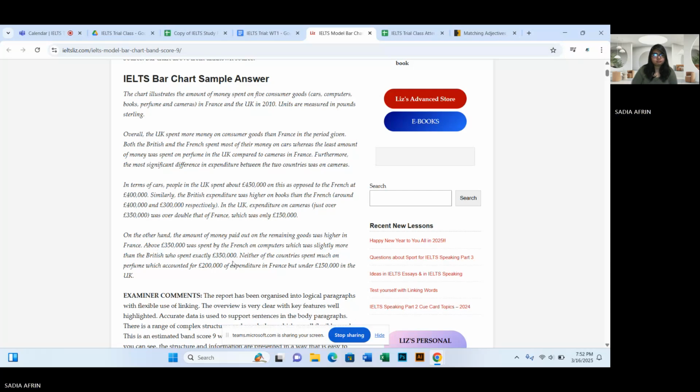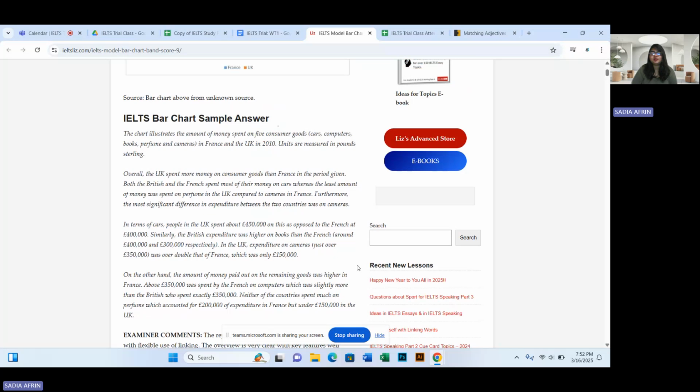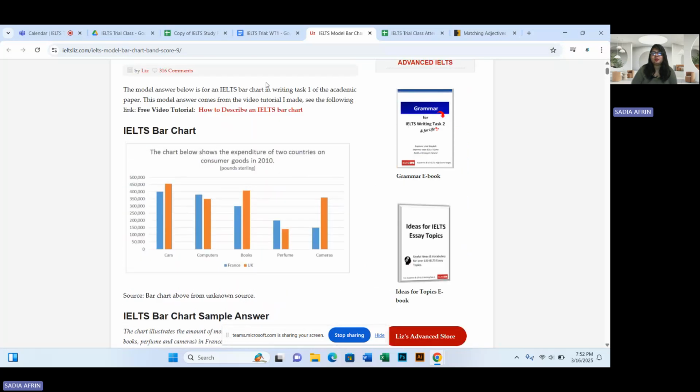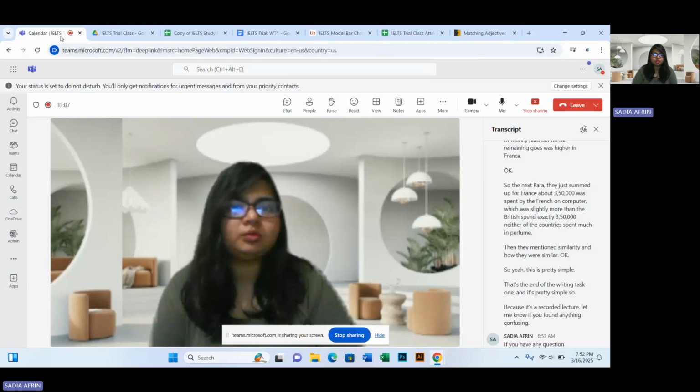Okay, so in the next para, they just summed up for France. About 350,000 was spent by the French on computers, which was slightly more than the British, who spent exactly 350,000. Neither of the countries spent much on perfume. Then they mentioned similarity and how they were similar. Okay, so yeah, this is pretty simple. That's the end of writing task 1. Because it's a recorded lecture, let me know if you found anything confusing or if you have any questions. I'll try to solve your problems as much as possible.